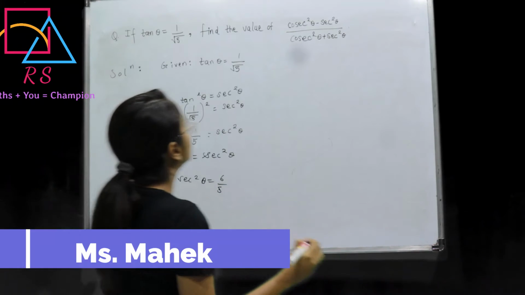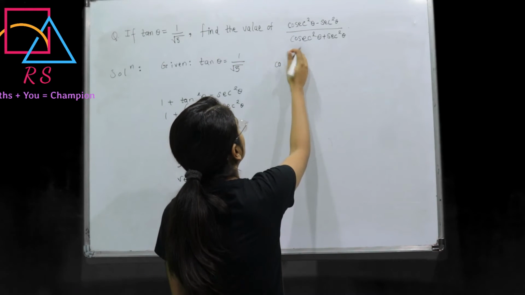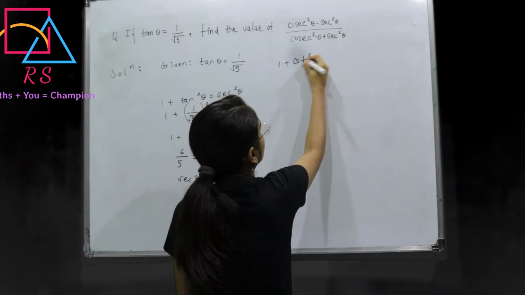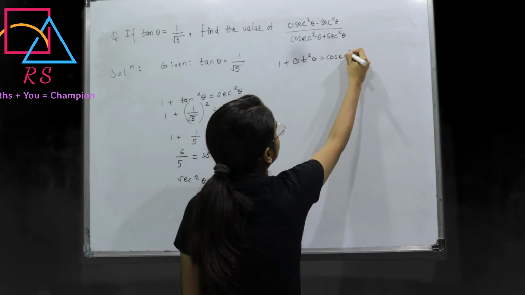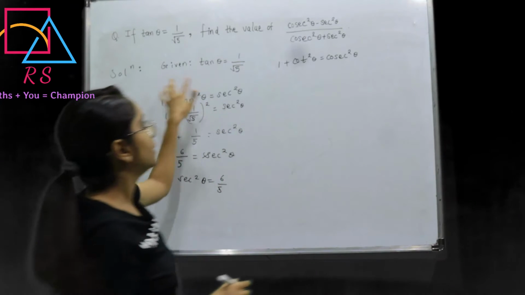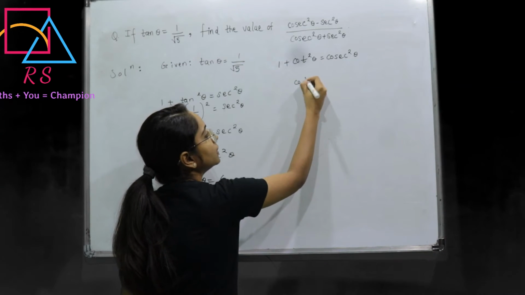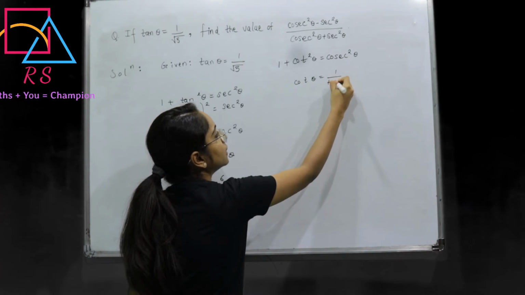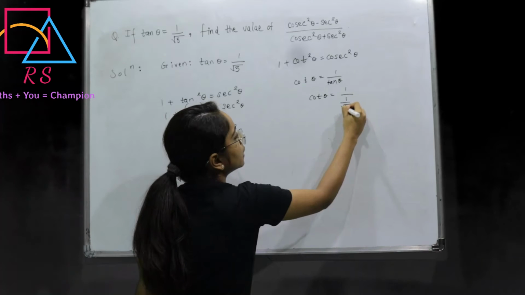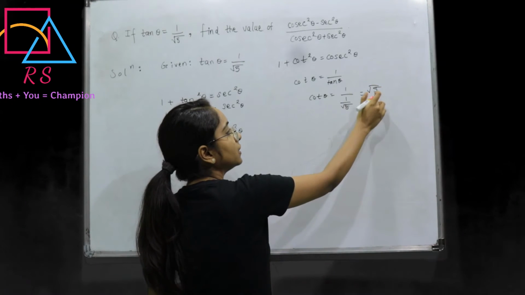Next I will find the value of cosec square theta. Cosec square theta can be found out by the third identity, in which 1 plus cot square theta is equal to cosec square theta. So here I need the value of cot theta. Can we get the value of cot theta from tan theta? Yes, as they are reciprocal functions. So cot theta is equal to 1 upon tan theta, the reciprocal of tan theta. I'll put the value, and I'll get root 5. Reciprocal of 1 upon root 5 is root 5. So cot theta has value root 5.